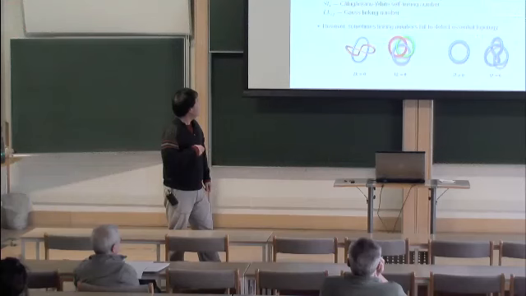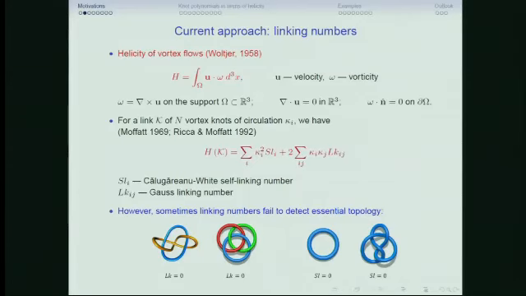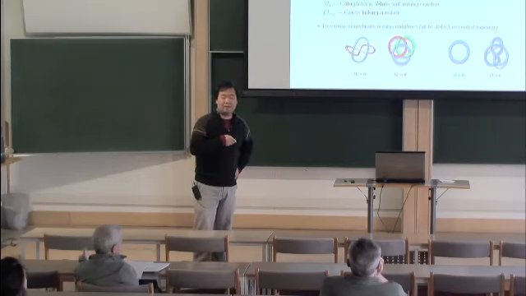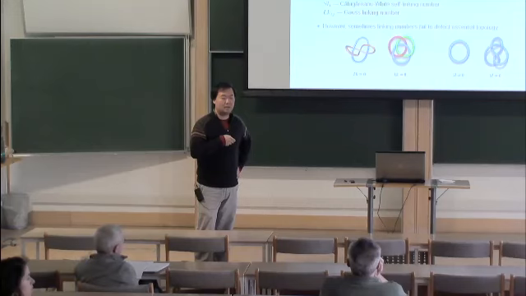Does anyone understand what I'm saying? It's the most elementary question possible. Helicity is defined in the whole volume. You mean why it is related to self-linking numbers and linking numbers? No. What is H of K? I don't know the definition. How do you get equation 2? Or what is the definition of H of script K?